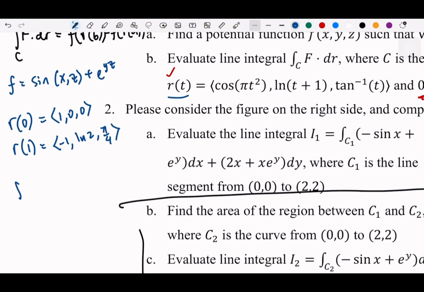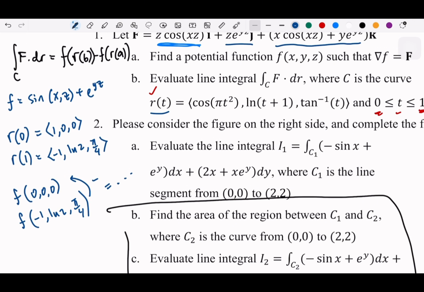So f(1, 0, 0) and f(-1, ln 2, pi/4). And then this minus that, and you will get the value, okay? Which means that we can just plug the coordinates into the f and you will get the results.